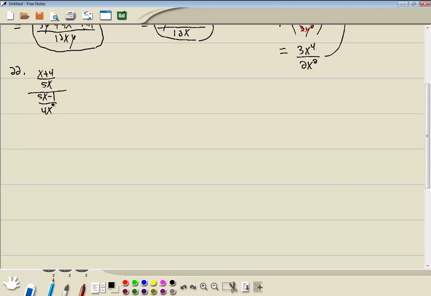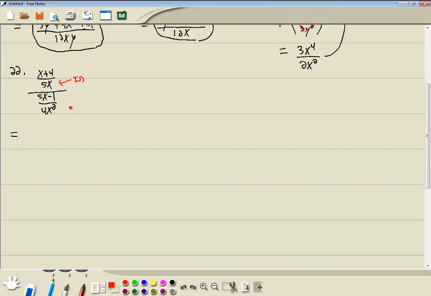over 4x squared. This one you could again use that trick on because we got a single fraction over a single fraction, which means you can flip the fraction on the bottom, take the reciprocal of it, and multiply it times the top. I'm not going to do that. I like the one technique that works 100% of the time. So I'm going to multiply top and bottom by the LCM of all my inner denominators.